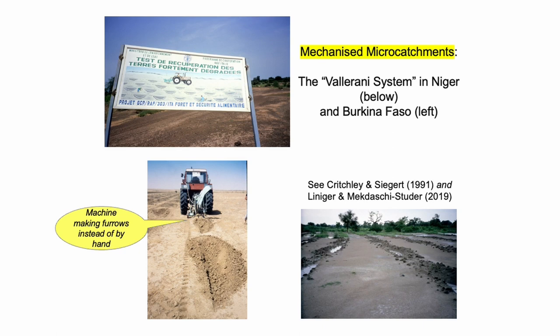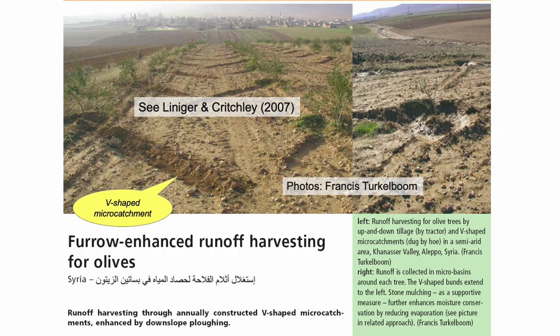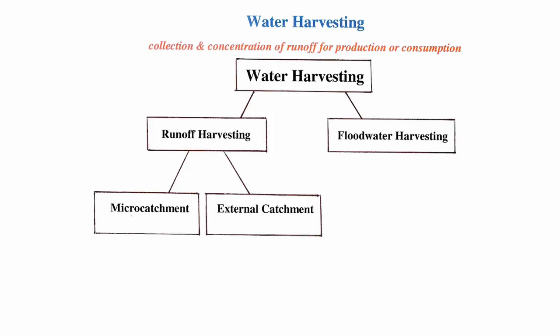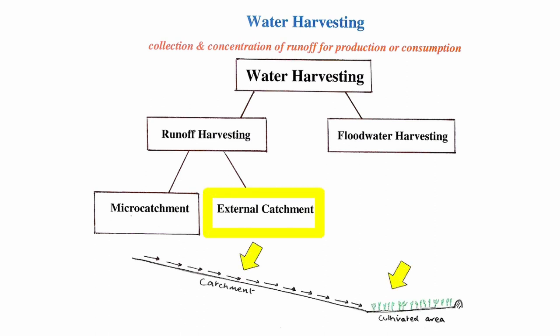Mechanisation of ridges and furrows along the contour has been tried in the Sahel. I first saw this in Niger in 1988. The Valerani system is currently making an impact in Jordan. Here's an example of mechanised water harvesting for olive production in Syria. You can read more detail about this in the WOCAT book of 2007. Okay, we've looked at micro catchments, now we'll look at external catchments in a bit of detail.